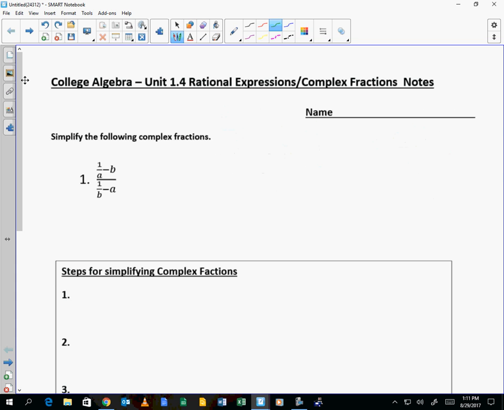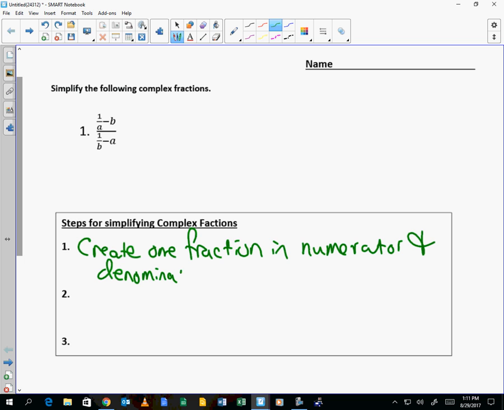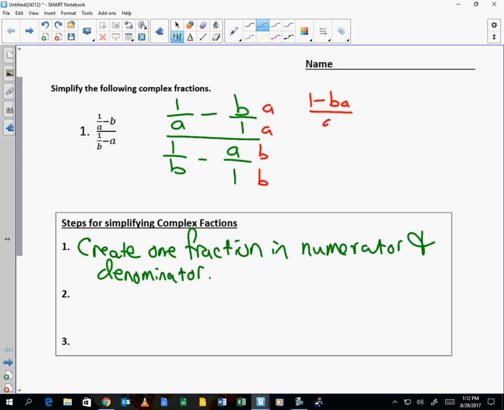So, all right. The first thing we do is create one fraction in the numerator and denominator. So as we have 1 over a minus, I'll write this as b over 1, divided by 1 over b minus a over 1. What do I need to do in order to create one fraction in the numerator? I have subtraction right now, so what am I going to find? Common denominators. What will the common denominator be? A. So I multiply this side, top and bottom, by a, and then the denominator I'll multiply top and bottom by b. And when I do that, I get 1 minus ba over a divided by 1 minus ab over b.